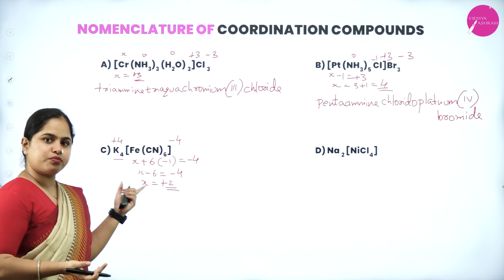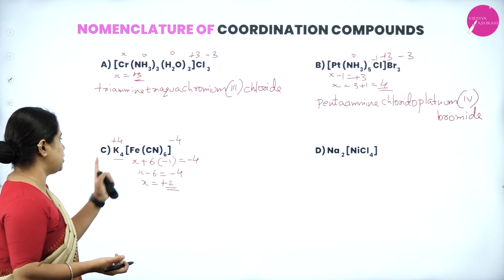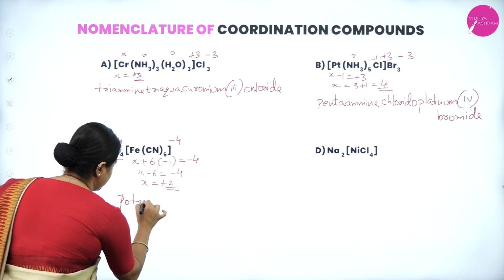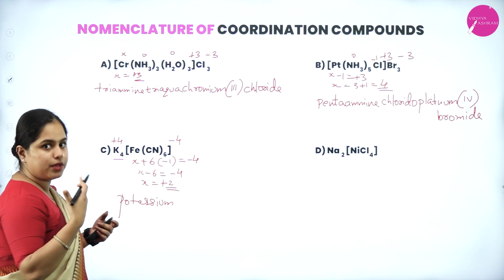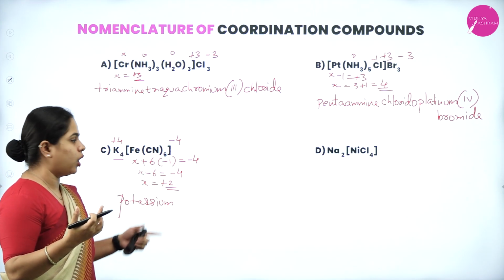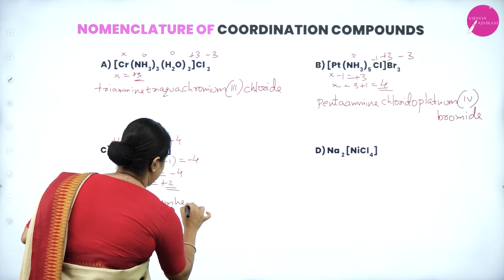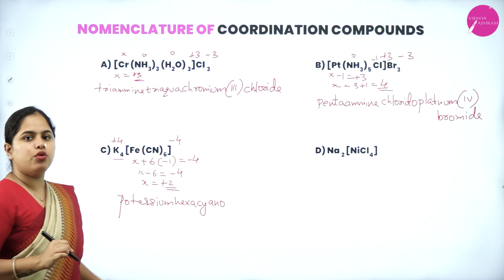Now let's see which one we have to name first. The cationic part we have to name first. So which is the cation here? It is potassium, so I write potassium first. Then I move on to the coordination sphere. In the coordination sphere, I have to name the ligand first. Only one ligand is there. How many are there? 6 are there. And which one is it? Cyano. So I write hexacyano.